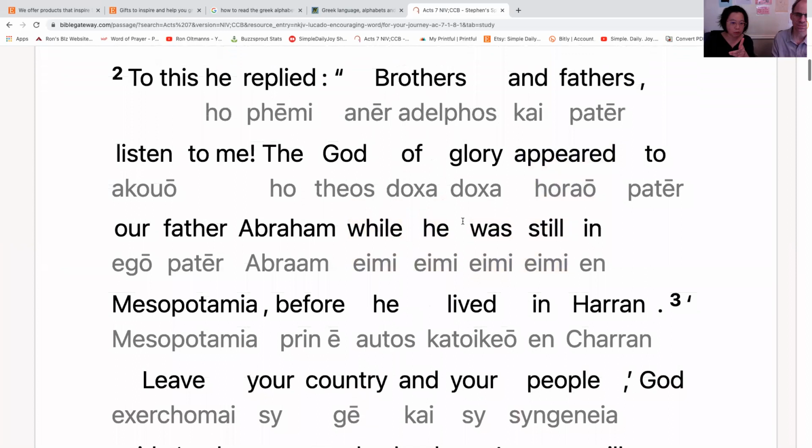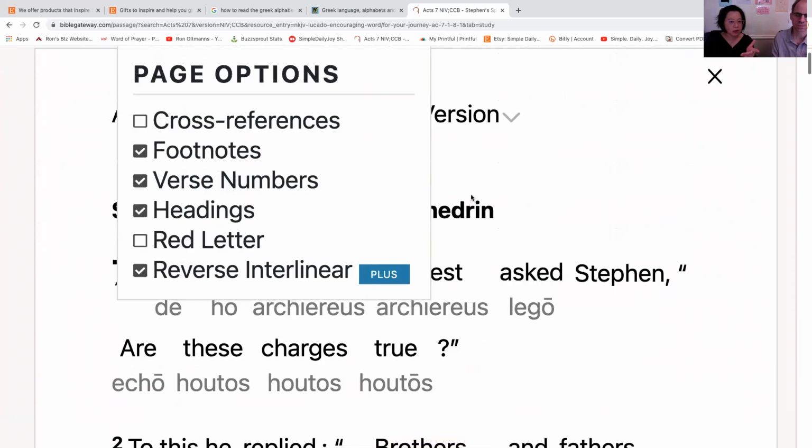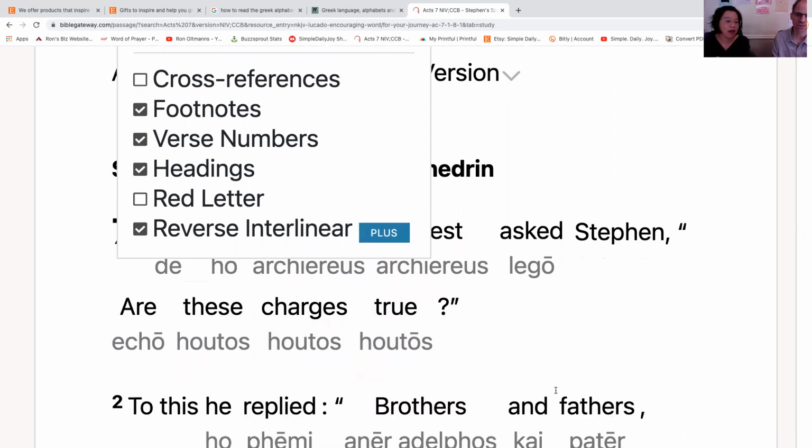Look how they all keep repeating, doxa, doxa. And I realized I need a little bit of help. Are these charges true? But in Greek, it says akouo, houtos, houtos. I don't know. And I realized very quickly, even though I may be able to read Greek, I don't understand Greek. And what is the value of having this interlinear version turned on? How can I, a layperson, get benefit from it? And I thought maybe you could share some insights and help me further along in my own Bible reading.